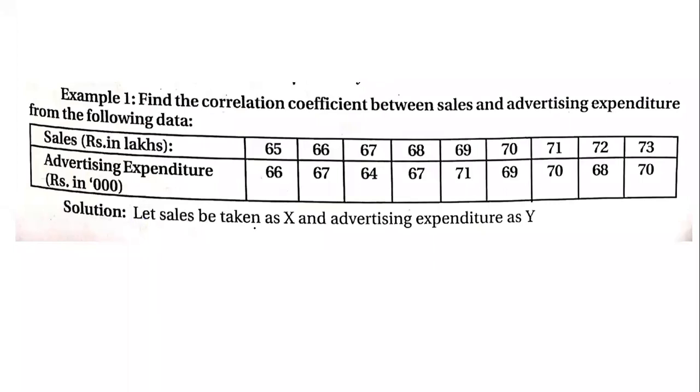Let sales be taken as X and advertisement be taken as Y. In a few problems, they will give only X and Y directly, instead of sales and advertising expenses. But since they have not given that here, we are assuming that sales is X and advertisement is Y. Understood?